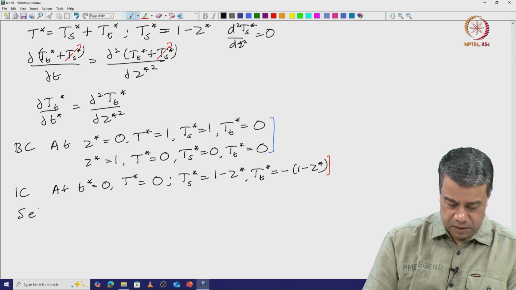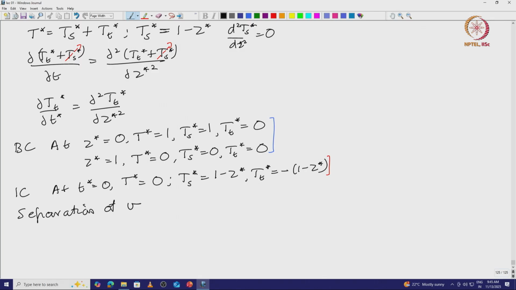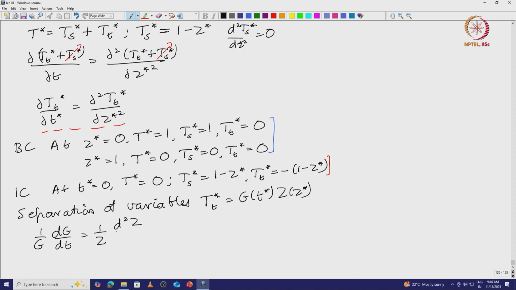Separation of variables. The transient part of the temperature is equal to some function of time times some function of z. Substitute into the governing equation, divide throughout by g times Z, to get an equation: 1 by g dg by dt star is equal to 1 by Z d square Z by dz star square. There should be a star in both.